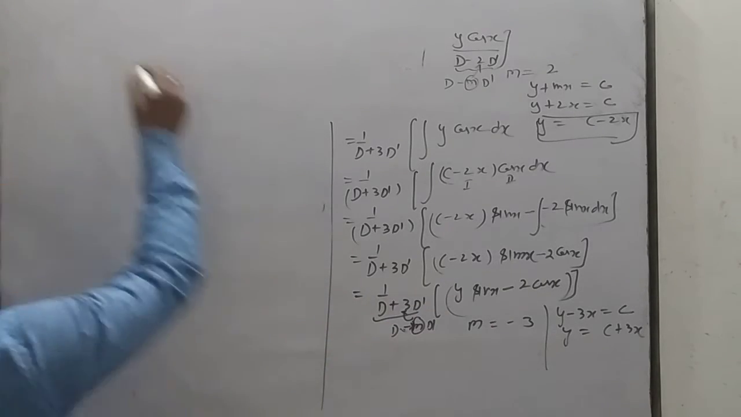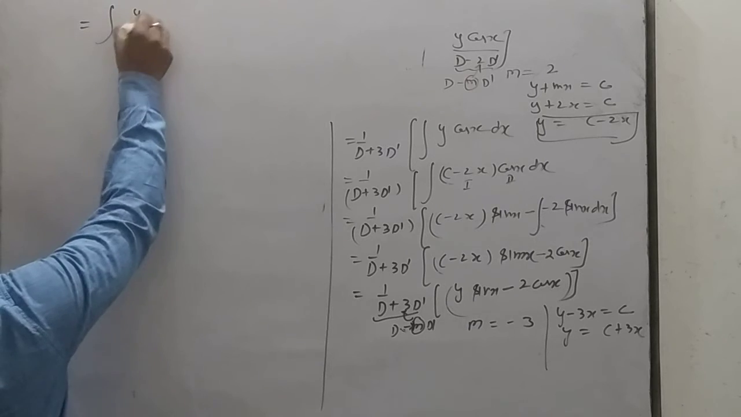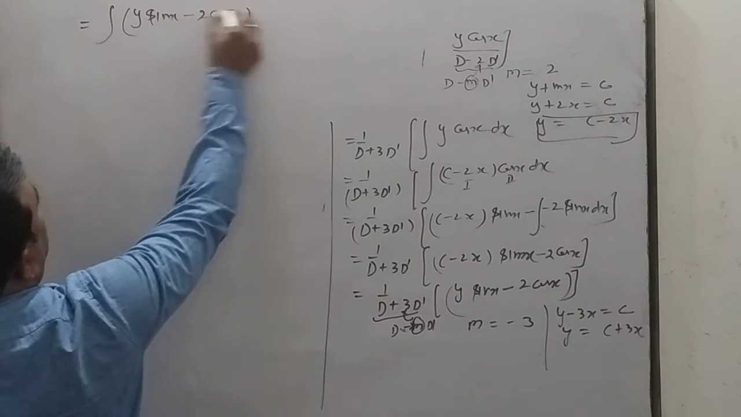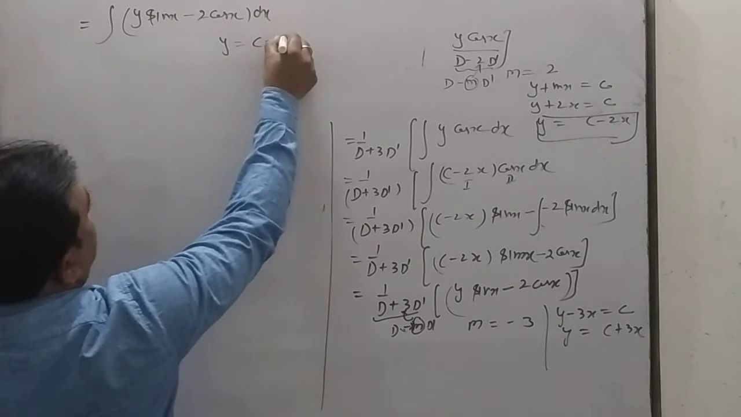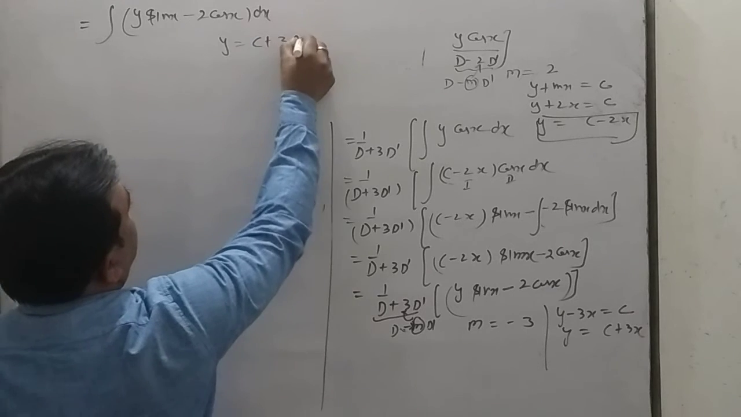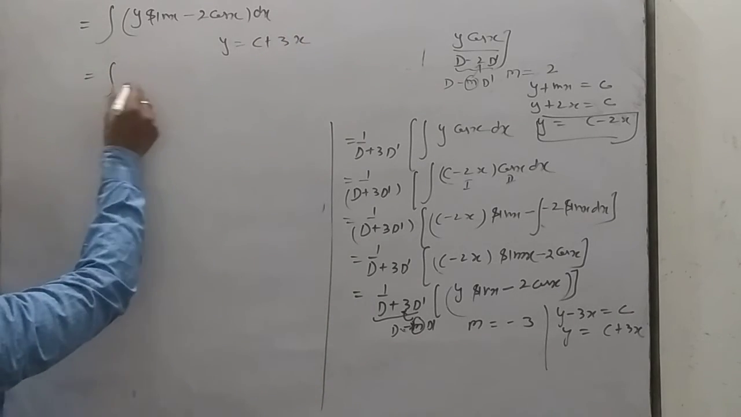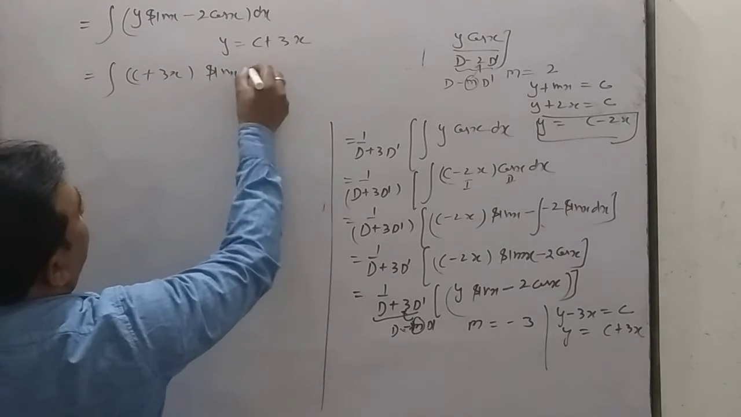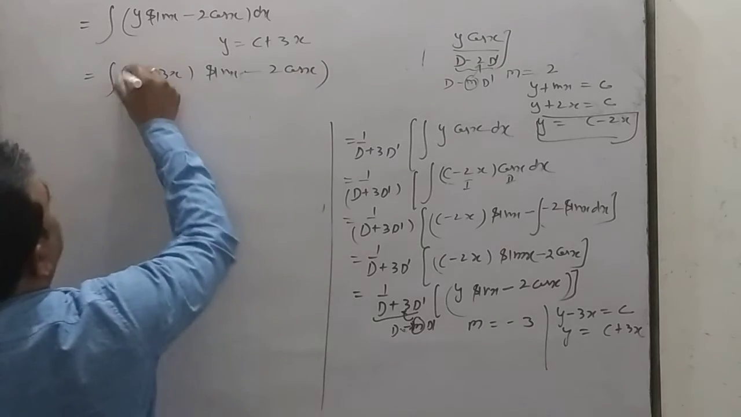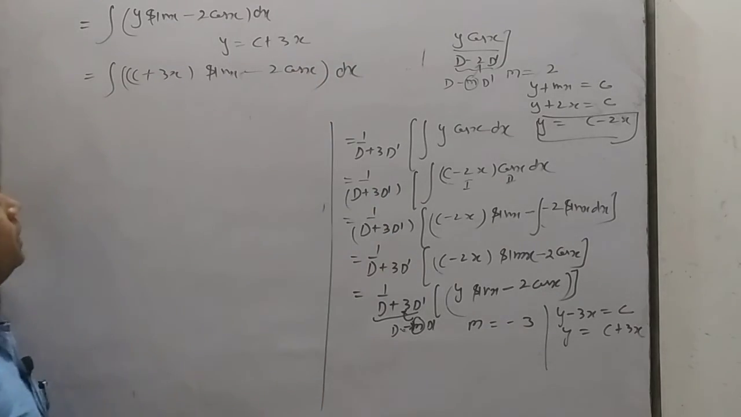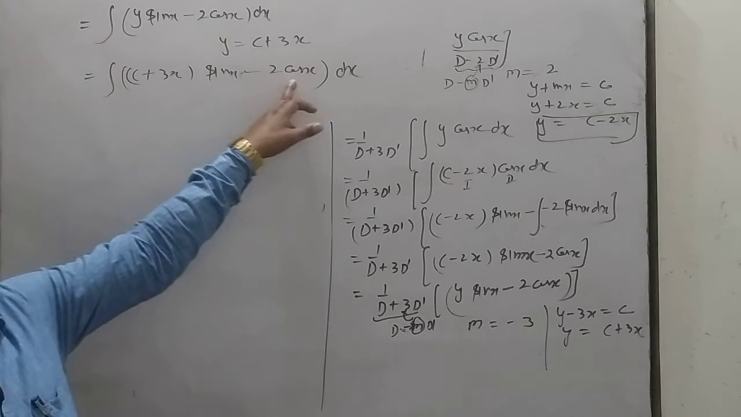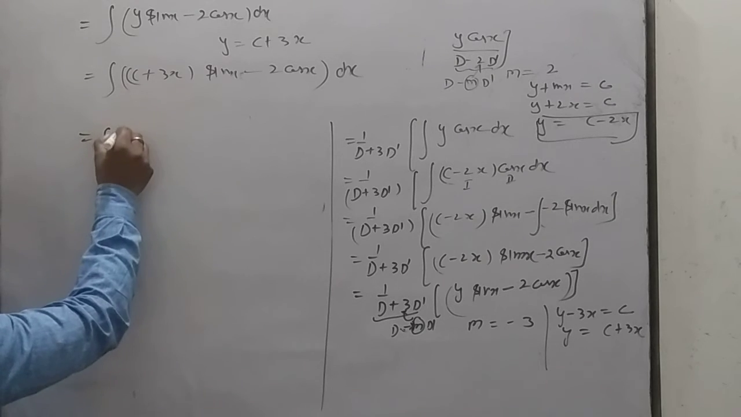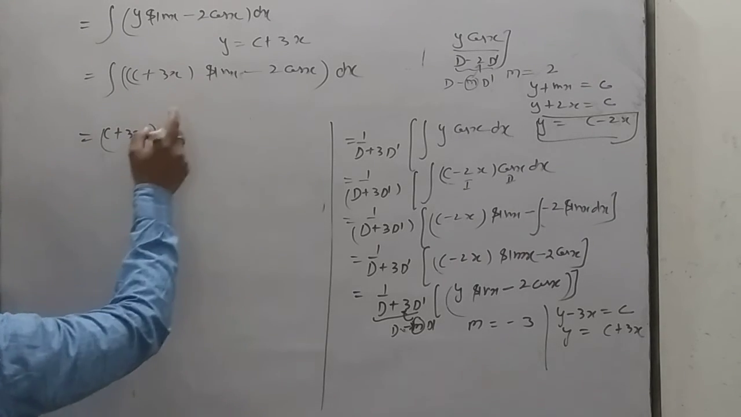The value of this is the integration of (y sin x minus 2 cos x) dx, and y equal to c plus 3x. Putting the value, the integration of (c plus 3x)(sin x minus 2 cos x) dx. We are integrating this function in first and second parts, and this is a single function, so c plus 3x and integrating this function.